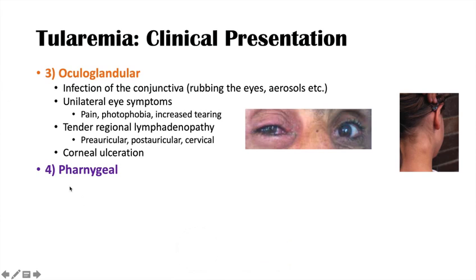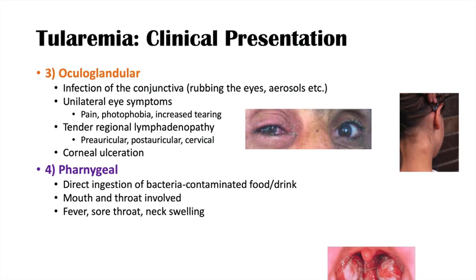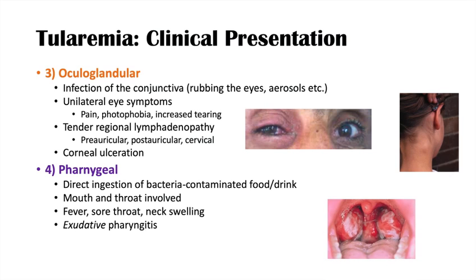So pharyngeal means it's about the throat. So this actually occurs through direct ingestion of the bacteria-contaminated food or drink. So the mouth and throat are involved. We have a fever, sore throat, neck swelling. So usually we see exudative pharyngitis. Exudative means that there's just this white exudate, and the pharyngitis, it's a sore throat essentially. Pharynge means throat, itis is inflammation of the throat. Again, we can also see cervical lymphadenopathy, and we also may see pharyngeal or tonsillar ulcers.